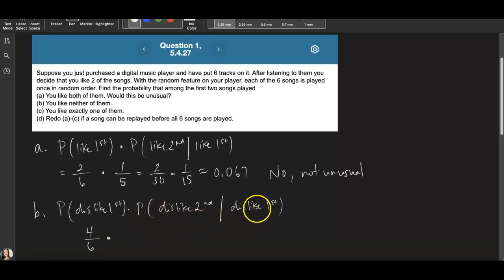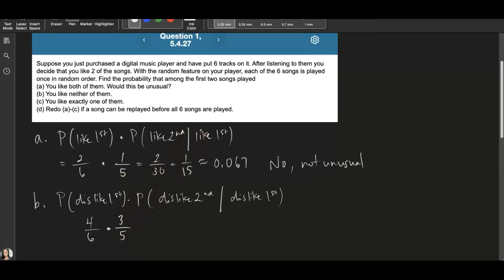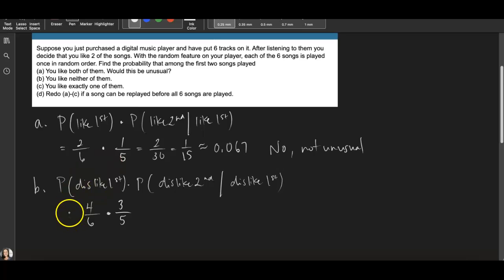The second probability, just take a moment to think about that. Remember, you've already listened to 1 song. And the 1 song that you listened to, you also disliked. So now you only have 5 songs left, 3 of which you dislike, and you're trying to find the probability that you dislike the second song. So that would be this probability. And just multiply that out and express that as a decimal as needed.